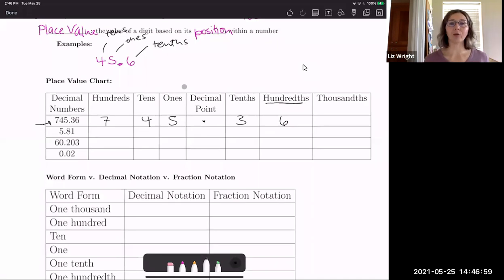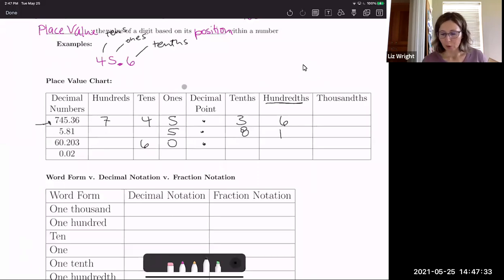People will say 745 and 36 hundredths, but there is no and after the 700. It's just 745 and 36 hundredths. So careful on that one. All right, so then our next one, it's going to be 5 and 81 hundredths. Then our next one's going to be 60 and, careful here, don't go 203.